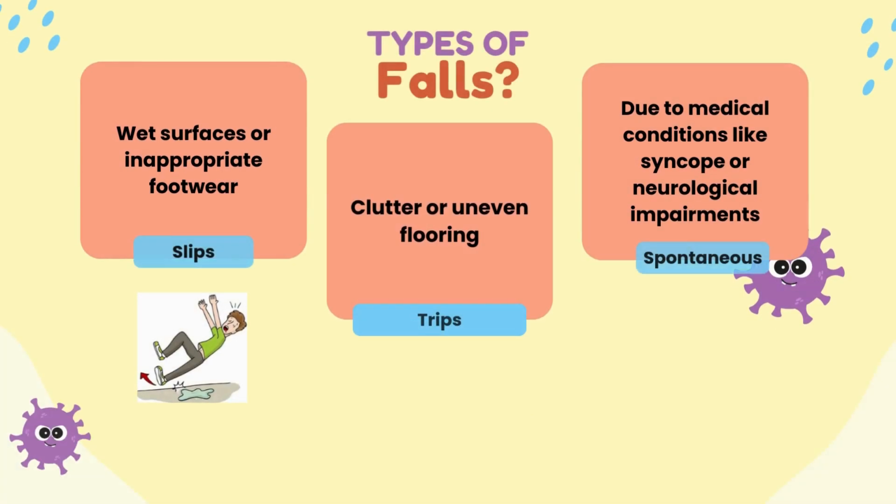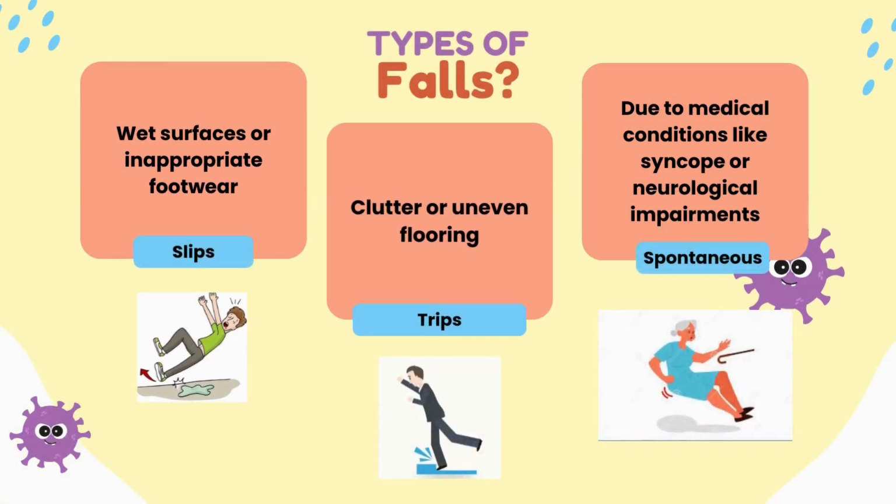There are three main types of falls: slips, trips, and spontaneous falls. Slips occur due to wet surfaces or inappropriate footwear, leading to a sudden loss of balance. Trips happen when a person encounters clutter or uneven flooring, causing them to lose their footing. Spontaneous falls result from medical conditions such as syncope, neurological impairments, or sudden dizziness, leading to an unanticipated loss of balance. Understanding these categories helps us identify specific risk factors and apply the right preventive measures to reduce falls.